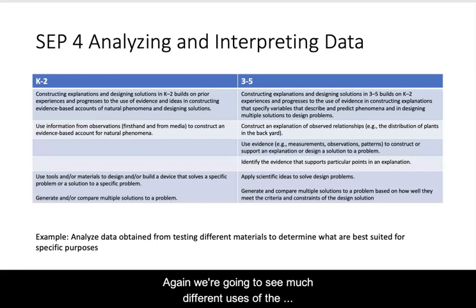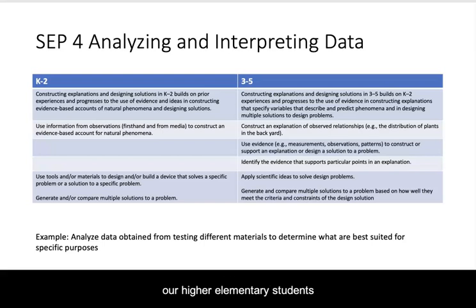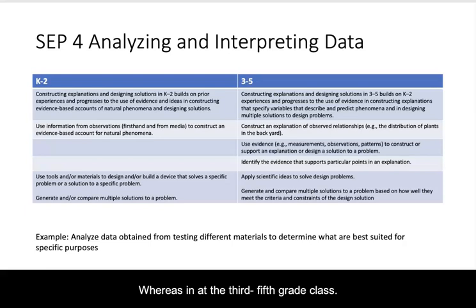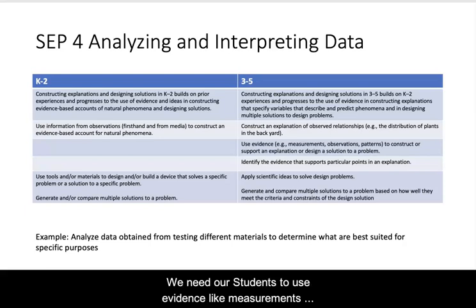Again, we're going to see much different uses of the science and engineering practice in our lower elementary students versus our higher elementary students. For example, we want to use information from observations to construct an evidence-based account of a natural phenomenon and then collect that data to understand it. Whereas in a 3rd through 5th grade class, we need our students to use evidence like measurements and patterns.